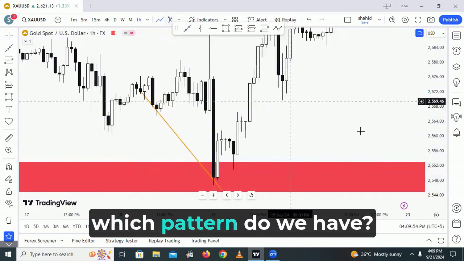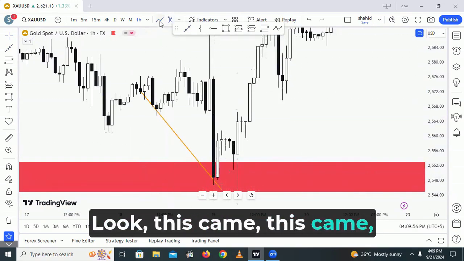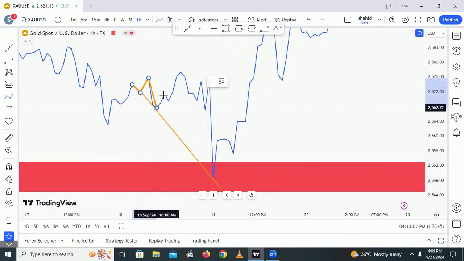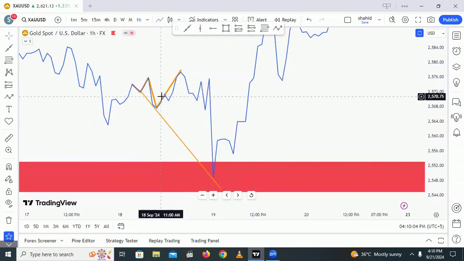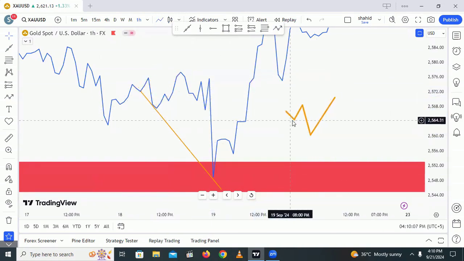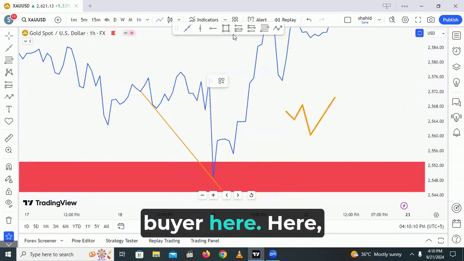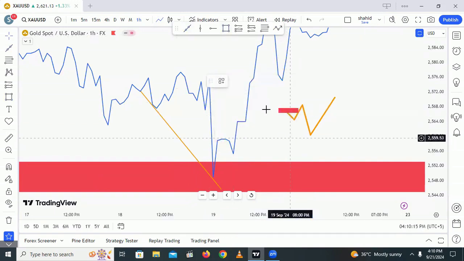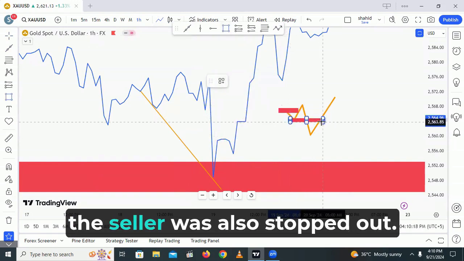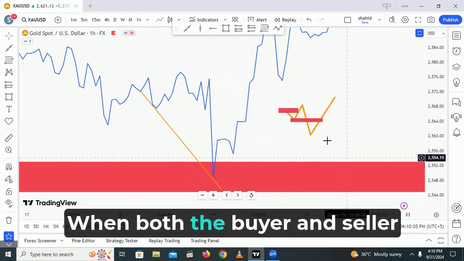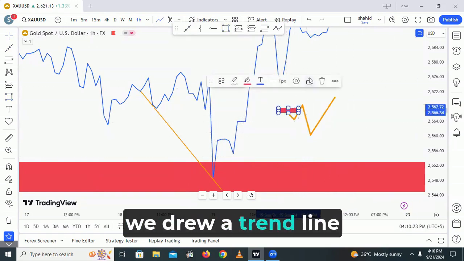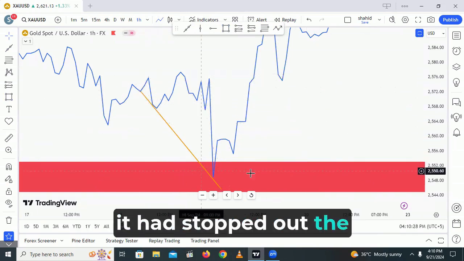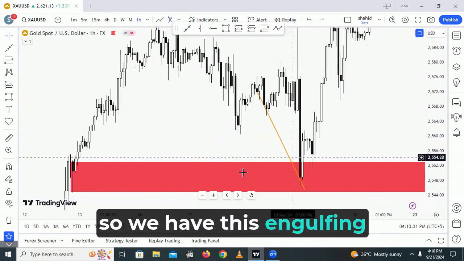Look right here, which pattern do we have? Look, this came, the market came, and this. Okay, look here, we have this pattern, meaning it first stopped out the buyer here. Here the buyer was also stopped out, and here the seller was also stopped out. When both the buyer and seller were stopped out, we drew a trend line from here to here, and we have a clear zone here. Look, it had stopped out the buyer and seller, so we have this engulfing zone here.